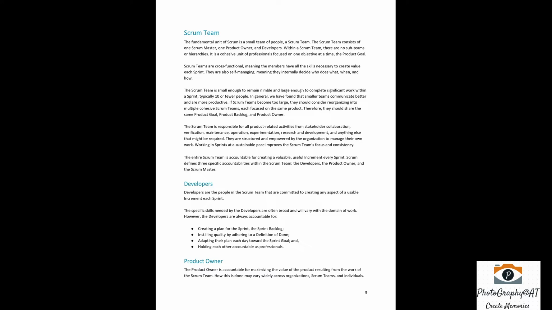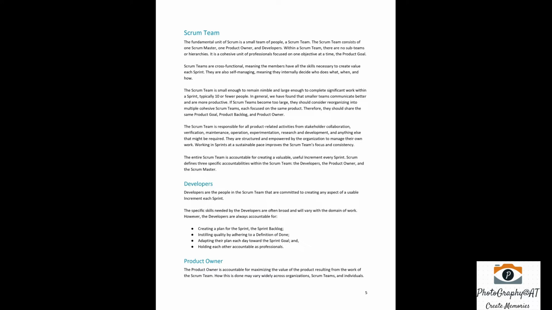The Scrum team is responsible for all product-related activities from stakeholder collaboration, verification, maintenance, operation, experimentation, research, and development, and anything else that might be required. They are structured and empowered by the organization to manage their own work. Working in sprints at a sustainable pace improves the Scrum team's focus and consistency. The entire Scrum team is accountable for creating a valuable, useful increment every sprint. Scrum defines 3 specific accountabilities within the Scrum team: the developers, the product owner, and the Scrum Master.